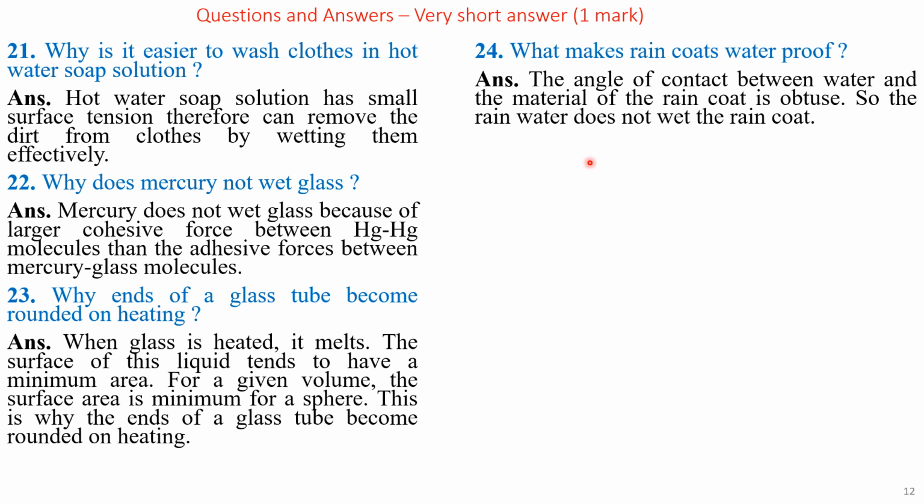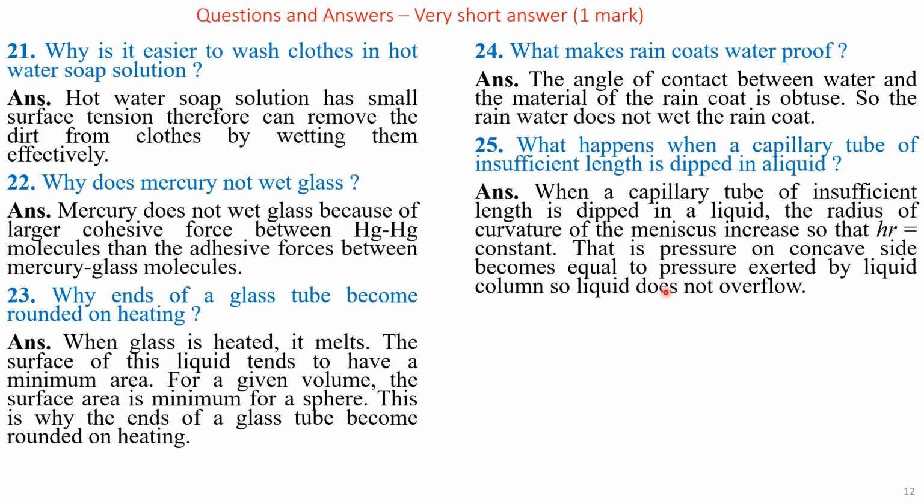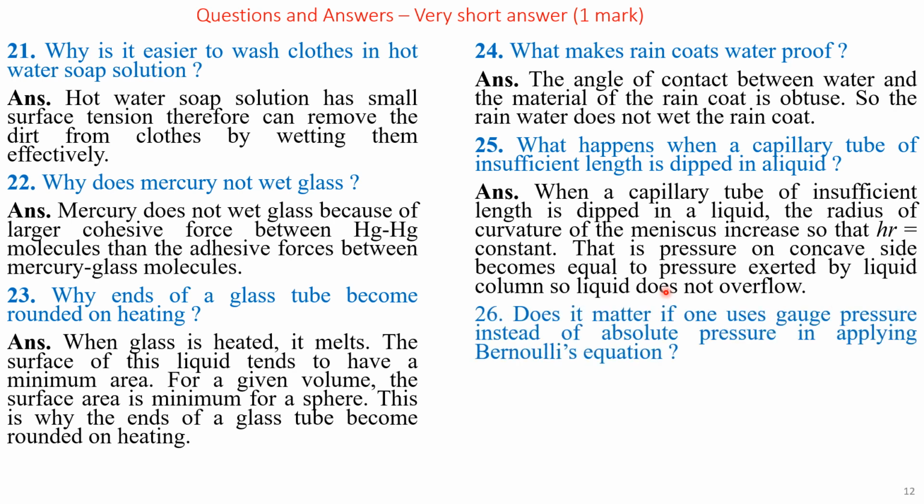Question number 25. What happens when a capillary tube of insufficient length is dipped in a liquid? When the capillary tube of insufficient length is dipped in a liquid, the radius of curvature of the meniscus increases so that HR is equal to constant. The pressure on the concave side becomes equal to the pressure exerted by the liquid column. So, the liquid does not overflow.